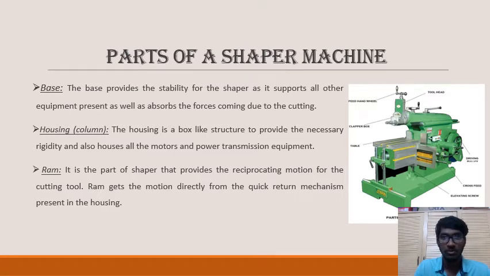Next one is the housing, also called as column. The housing is a box-like structure to provide necessary rigidity and also houses all the motors and power transmission equipments. On top of the housing, the necessary guideways are provided for the linear motion of the ram for the cutting stroke.